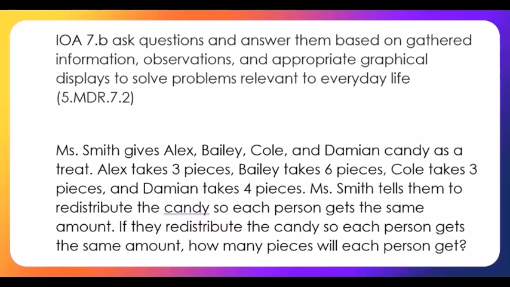Ms. Smith gives Alex, Bailey, Cole, and Damien candy as a treat. Alex takes 3 pieces, Bailey takes 6 pieces, Cole takes 3 pieces, and Damien takes 4 pieces. Ms. Smith tells them to redistribute the candy so each person gets the same amount. If they redistribute the candy so each person gets the same amount, how many pieces will each person get?